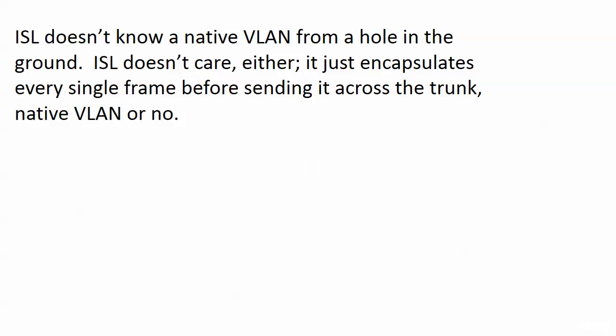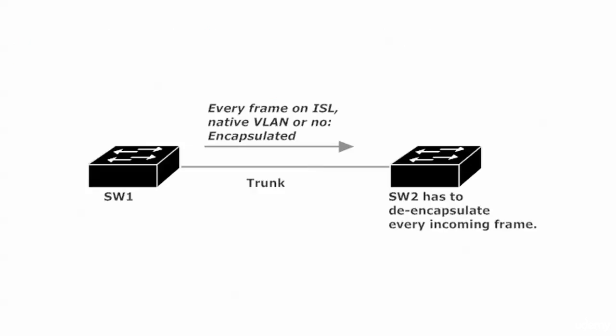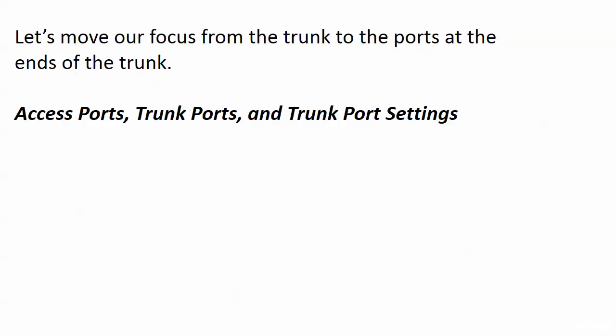Now, ISL, as my father would say, does not know a native VLAN from a hole in the ground. For those of you who don't speak that language, it just means it doesn't know what a native VLAN is and it doesn't care. It just encapsulates every single frame before it's sent across the trunk, whether it's for the native VLAN or not. So ISL, again, is delivering a lot of overhead that we'd rather not have.